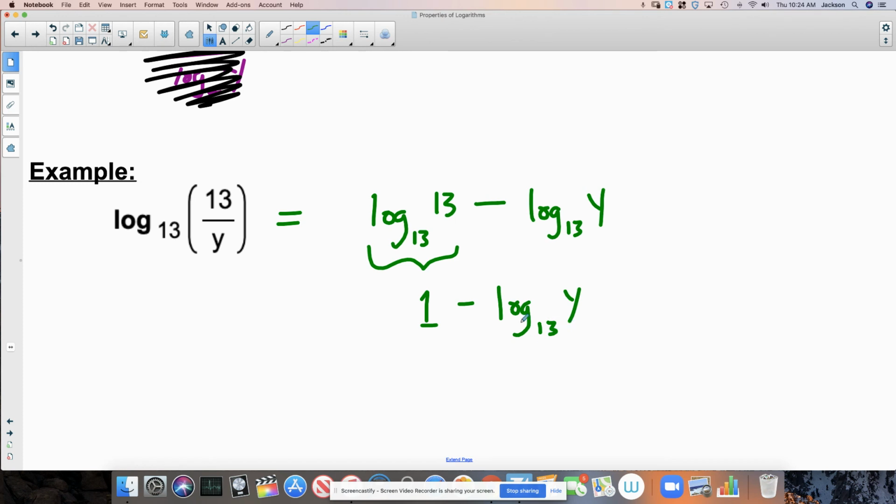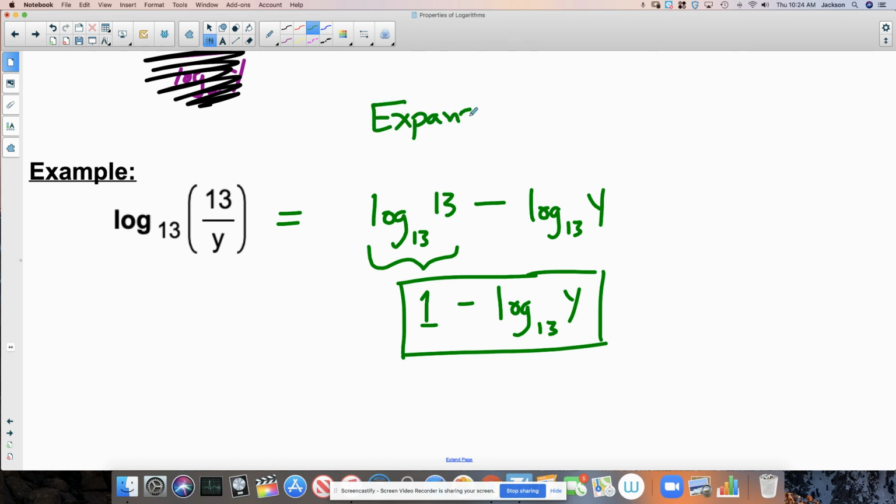The second part is just log base 13 of y because that does have variables in it. So this is an example of what we call an expansion, but we're going to look at some pretty heavy expansions in a later lesson. Right now, we're just trying to get a handle on what this property means. We can take this and we can separate a fraction into two logs using subtraction.